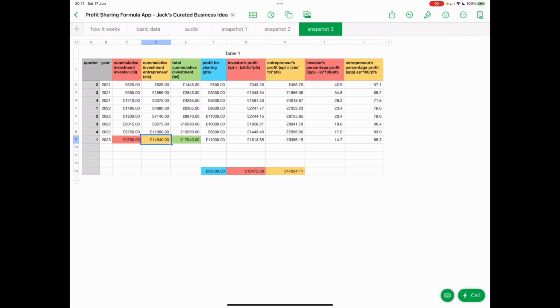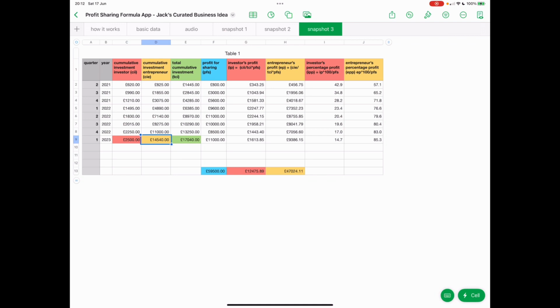Now, what is of more importance is the cumulative investment. For the investor in quarter two, the cumulative investment was £620. For the entrepreneur, it was £825. The total cumulative investment from both of them is £1,445.